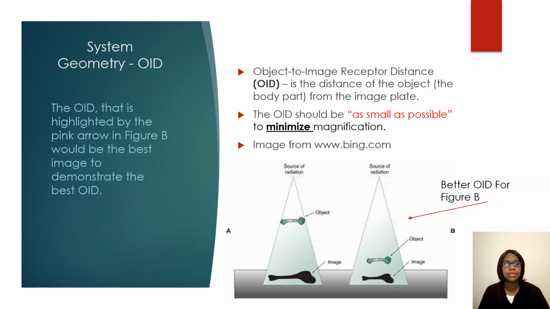Now we are going to talk about the OID, the object to image receptor distance. This is the distance of the object, the body part, from the imaging plate. So this is the actual body part. The OID should be as small as possible. This is going to help reduce or minimize magnification. If you look down here at the picture, in figure B you have a better OID. So just keep that in mind. Whenever you have the object closer to the image receptor, that's going to give a better picture.